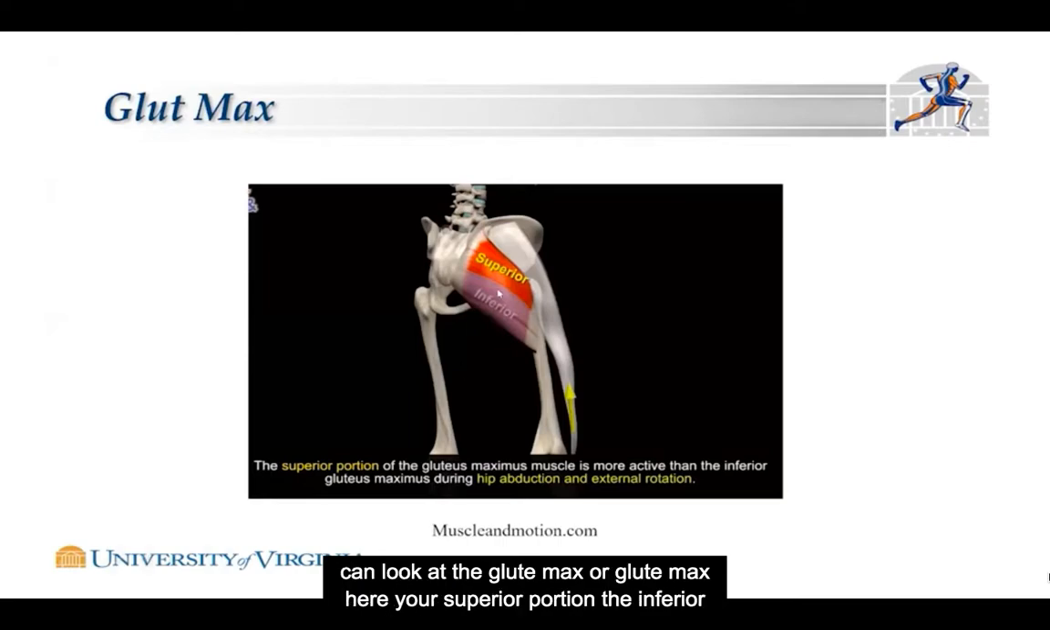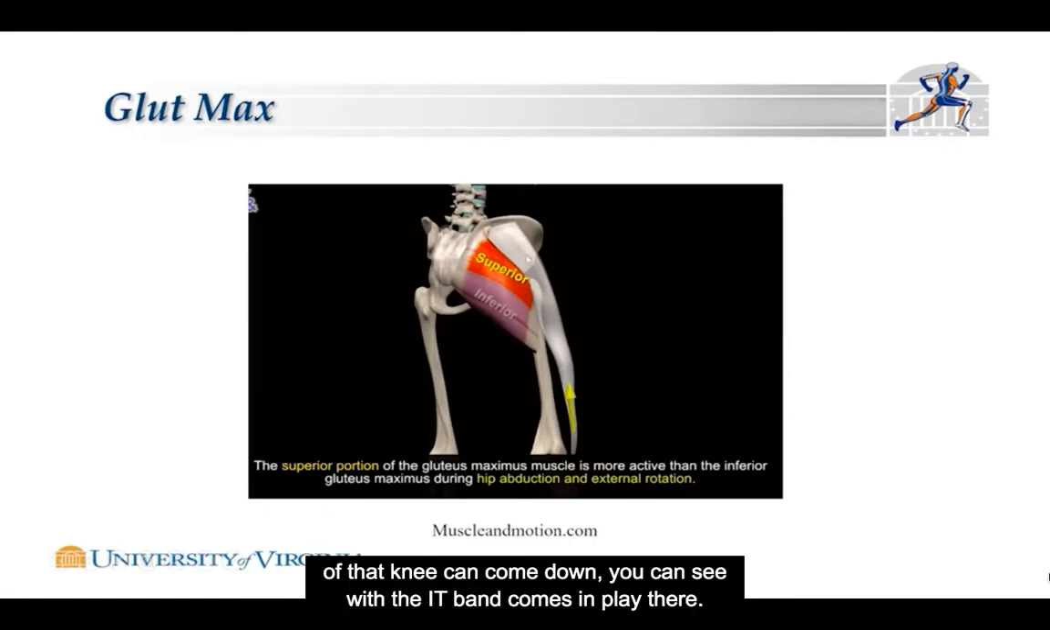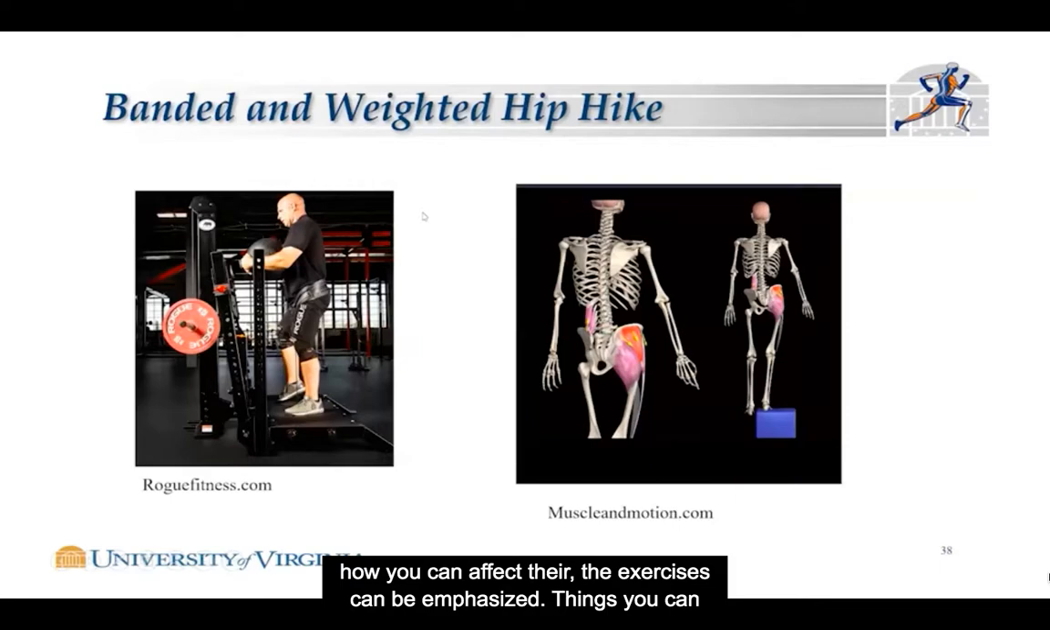We can look at the glute max here. You have your superior portion and the inferior portion. The superior portion is more active than the inferior glute max during hip abduction and external rotation because of the line and the pull of that. And then you can come down, you can see where the IT band comes into play there. But you see the 2 superior and inferior aspects of the glute max and how the exercises can be emphasized. Things that you can utilize early on with a glute max to help control pelvic stability and maybe glute max.